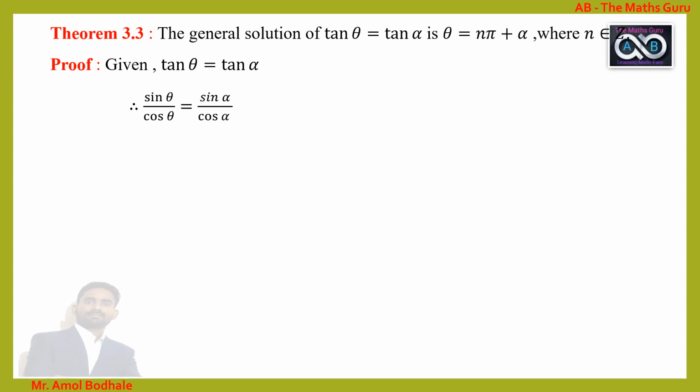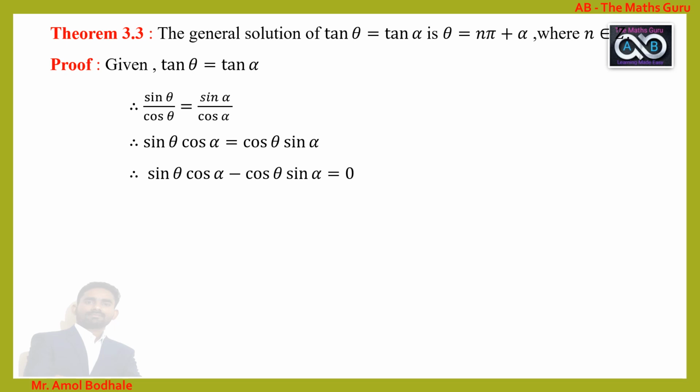So tan theta can be written as sine theta upon cos theta, and tan alpha can be written as sine alpha upon cos alpha. So therefore if we take the cross product, then we get sine theta cos alpha equal to cos theta sine alpha. Now if we take this term on another side, we get sine theta cos alpha minus cos theta sine alpha equal to 0.